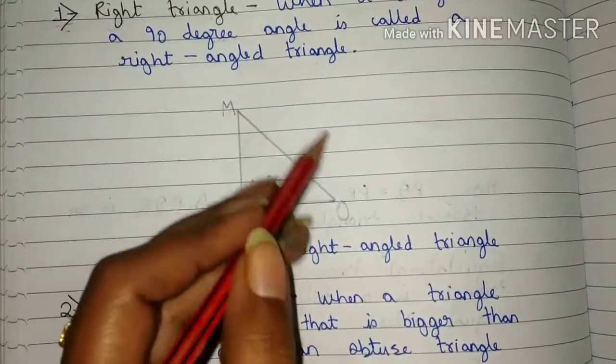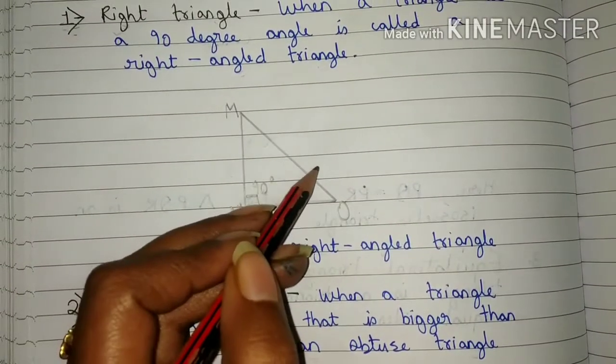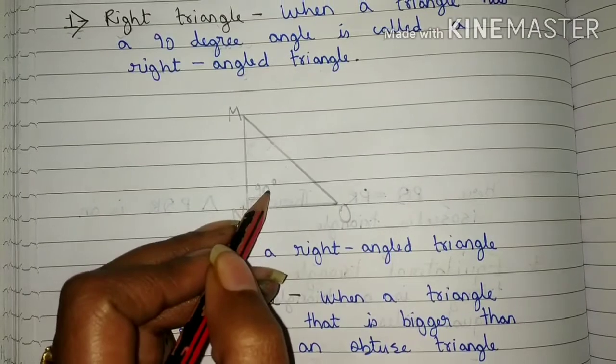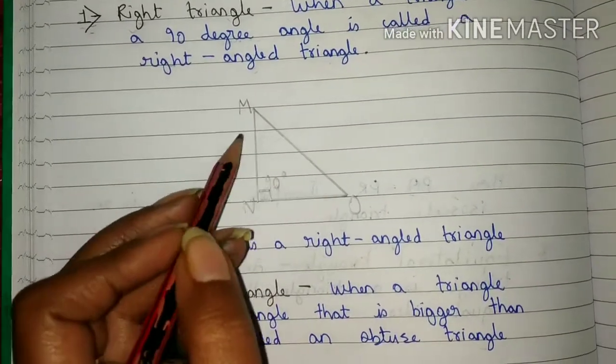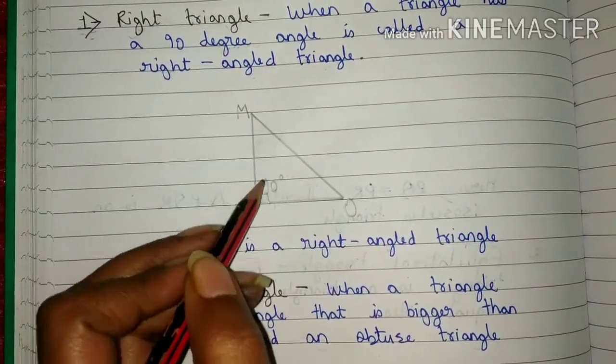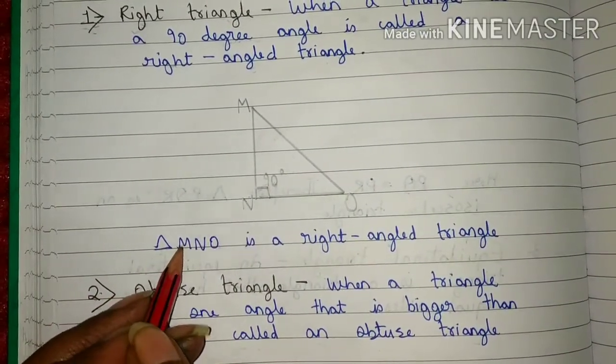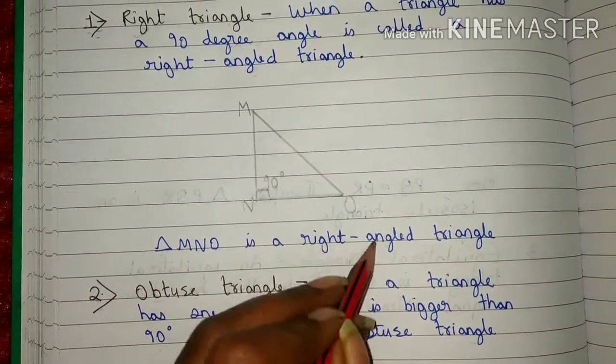Students, look at this figure. This is a right angle triangle because here one angle is 90 degree. So this is a right angle triangle. Triangle MNO is a right angle triangle.